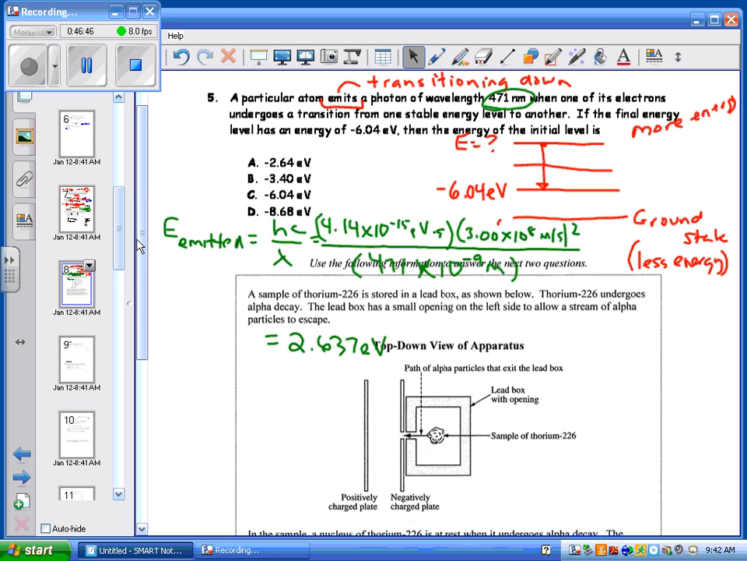I kind of went into the next question. I didn't leave quite enough room for this one. So I get that the energy emitted is 2.637 electron volts. So that means going from here to there, 2.637 electron volts is emitted. So this energy level up here has to be negative 6.04 electron volts plus 2.637 electron volts, because that's how much more energy it has, which gives you negative 3.40 electron volts.